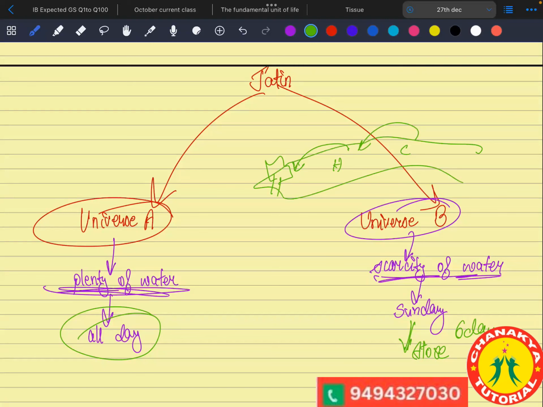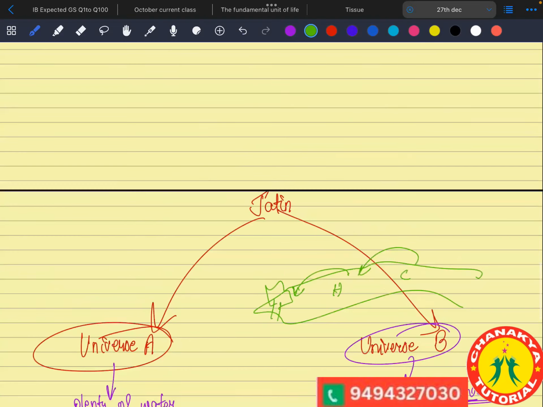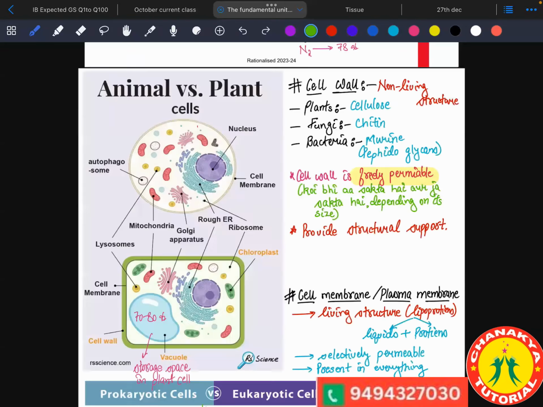So basically, animals can move from one place to another and gather their food, whereas plants cannot. That is the main reason for the bigger size of vacuoles in plants. These vacuoles are so big that they cover almost 70 to 80, or even 90% of the space inside. Is it clear now why vacuoles are so big in plants? Yes, sir. Very good.